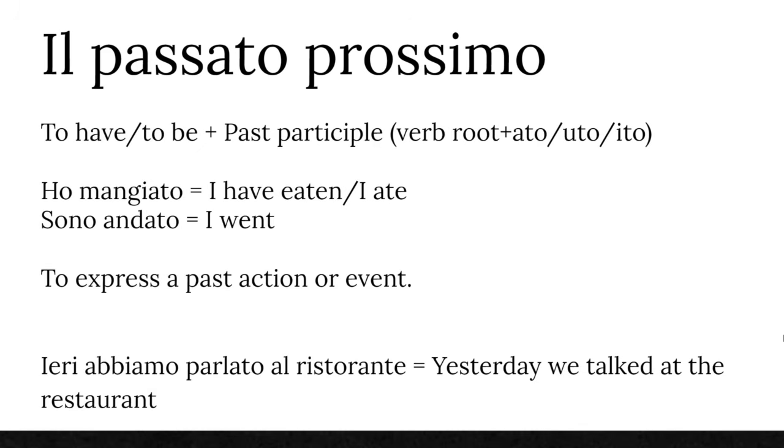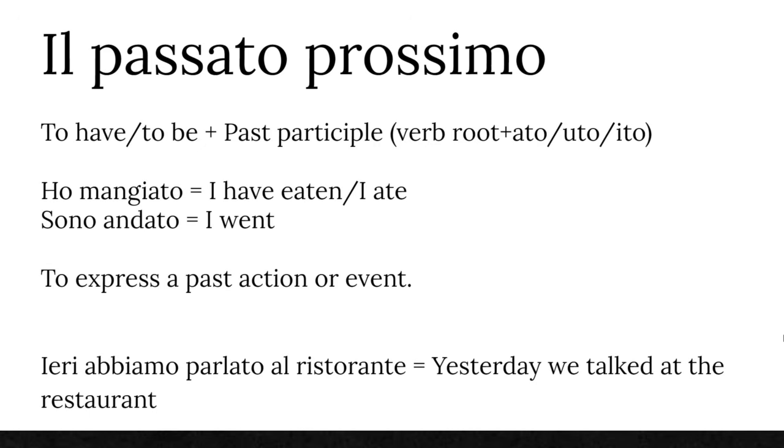So let's see two examples with the use of the verb to have or the verb to be. The first example, ho mangiato. This is passato prossimo. You have the verb to have and you have the past participle of the verb mangiare. As we have already said in course 1, mangiare is a regular verb. So you take the verb root, mangi, and you attach the ending of the past participle, ato. Ho mangiato. Okay? And you can either translate it as the present perfect, so I have eaten, or the simple past, I ate. It's actually the same in Italian.